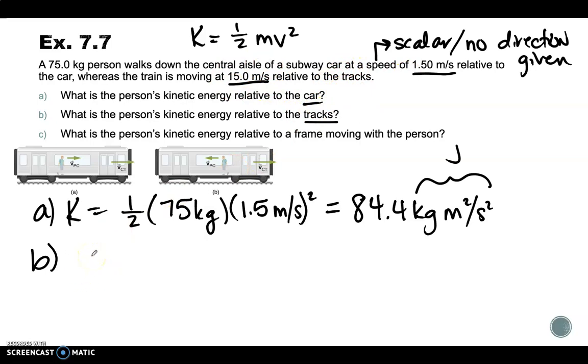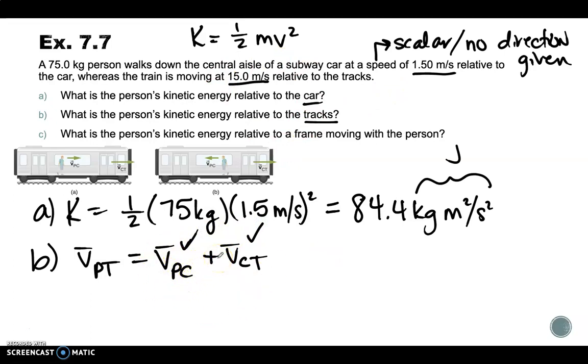Okay, so when we talked a little bit about relativity, we had this equation. So we have the velocity of the person relative to the track, so that's how I'll label it. And we know it's going to be equal to the velocity of the person relative to the car plus the velocity of the car relative to the tracks. Okay, and we do have both of these quantities given in our problem. We just worked with that first one here.